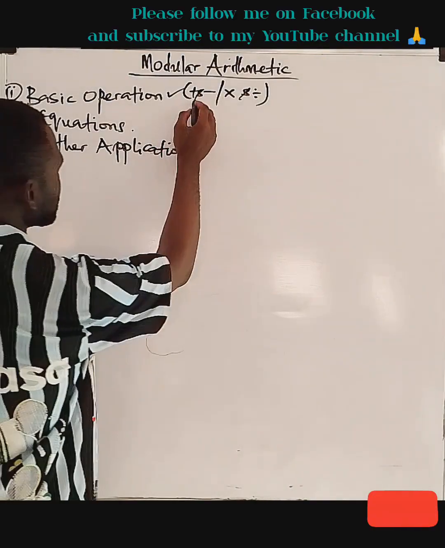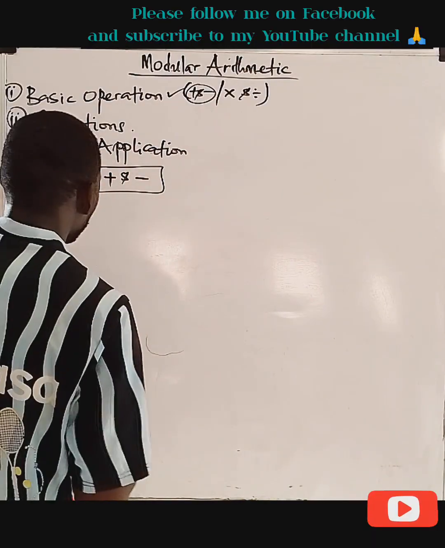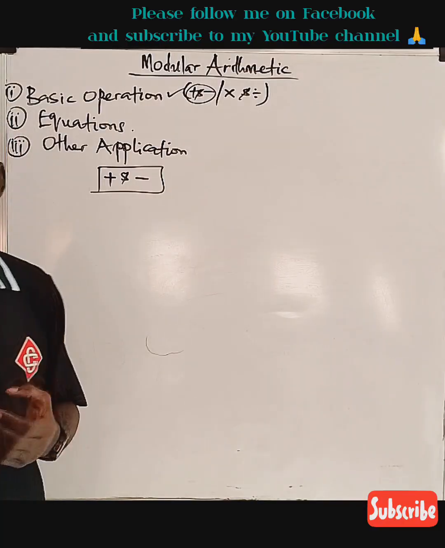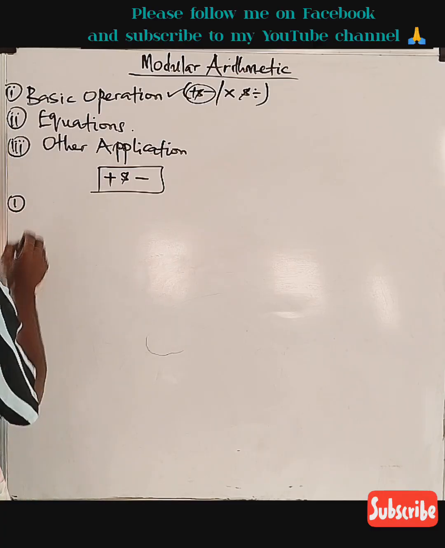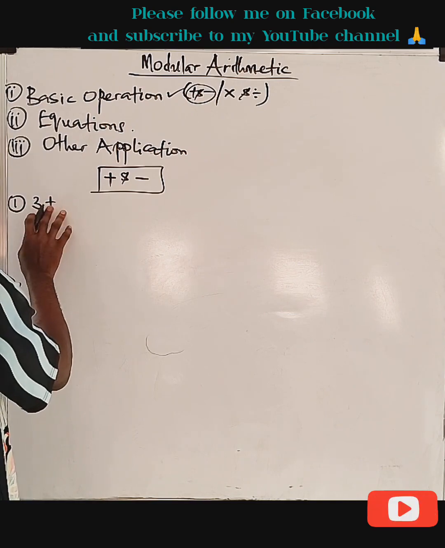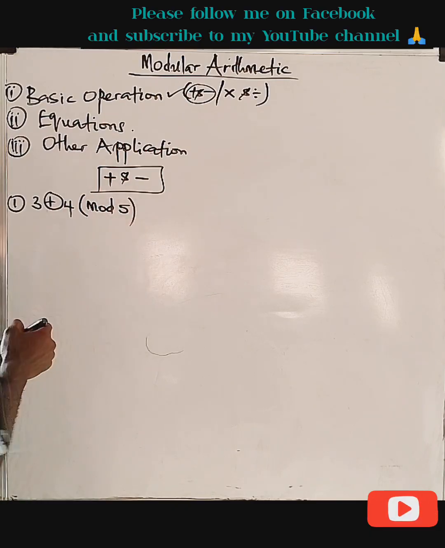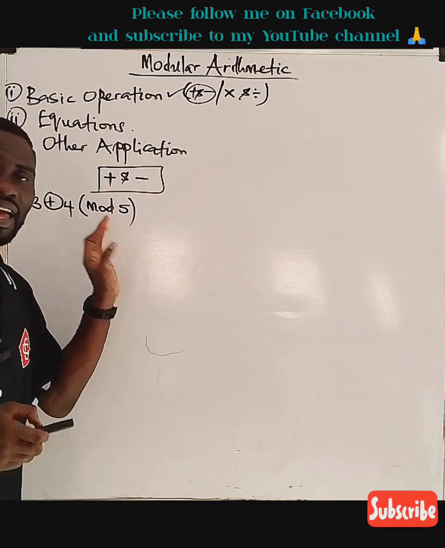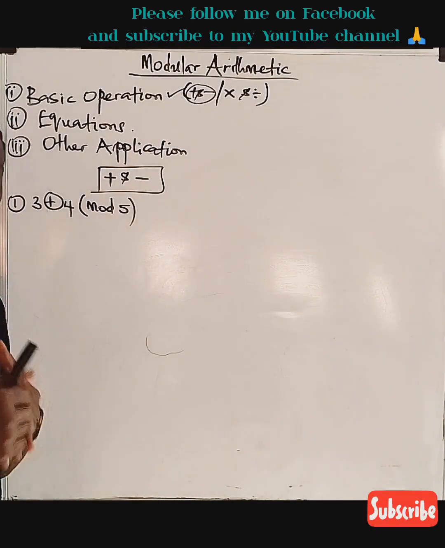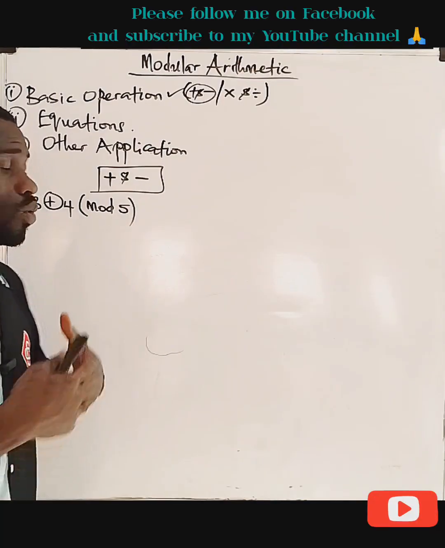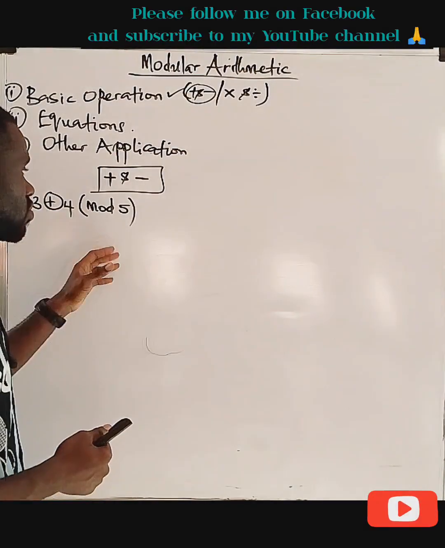So today we're going to be starting with addition and subtraction operations under modular arithmetic. Quickly, let's assume that we have 3 plus 4 in modulo 5. Now we're talking about modulo 5, so don't forget that the highest number we know under modulo 5 should not be up to 5. Once a number gets to modulo 5, just like base 5 under number base, that number is simplified, and the number turns to 0.